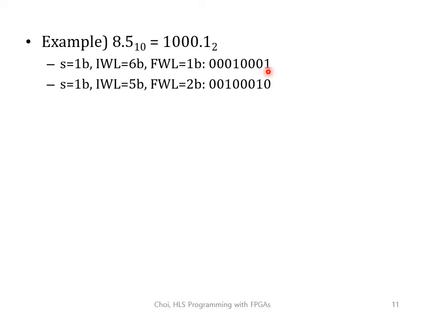Okay? Next, if sign is 1 bit, IWL is 5 bits, FWL is 2 bits, the fixed point representation is now going to be 0 01000 10. So in this case, FWL is 2 bits and it's longer than we need, so we simply add more 0 at the end. So depending on the IWL and the FWL, the same number can be represented in a different way. Okay?